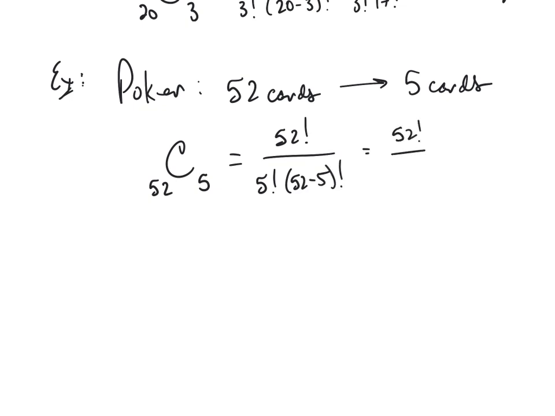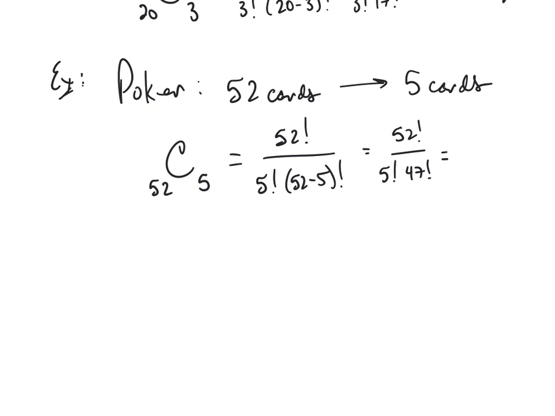And again, I'll do the subtraction for everybody. 52 minus 5 is 47 factorial. And then do the computations. 52 factorial divided by 5 factorial and divided by 47 factorial.